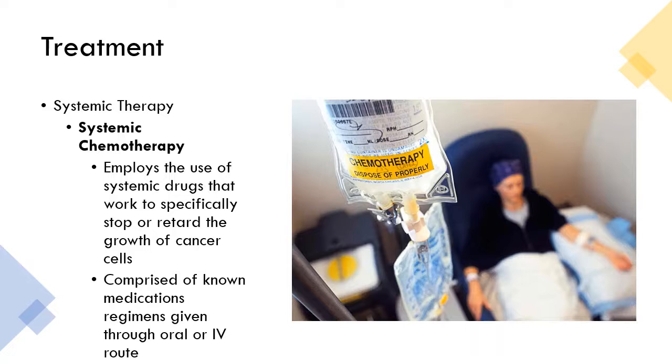For non-surgical options, systemic chemotherapy may be employed to stop or retard the growth of cancer cells, destroying fast-dividing cells of which cancer cells are primarily a part of. This is usually given through the oral or intravenous route. The problem with systemic chemotherapy is its lack of specificity in targeting cells, hence other fast-dividing cells including hair follicles are also affected.